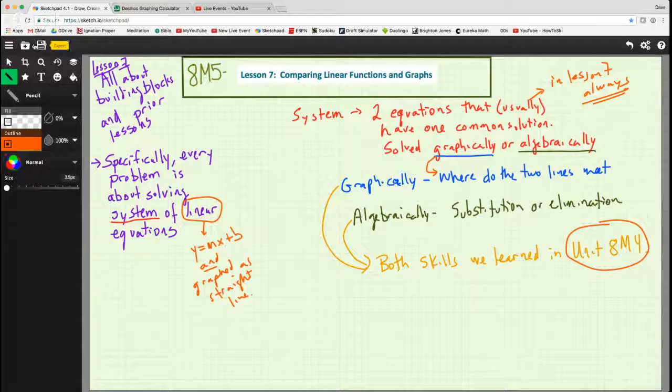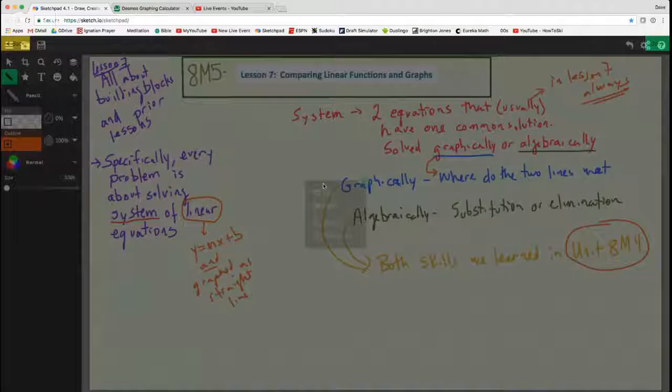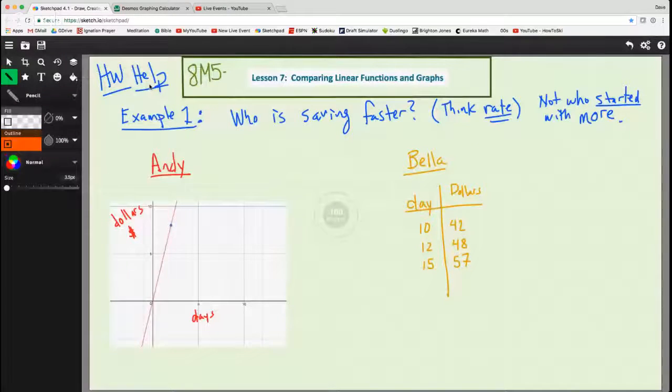Let's look at these four problems that I have created. They are all similar to the ones that you're going to see on your homework, so everything here is homework help. Let's look at these examples that are very similar to problems you're going to be doing on your homework. So let's see, who is saving faster, Andy or Bella?